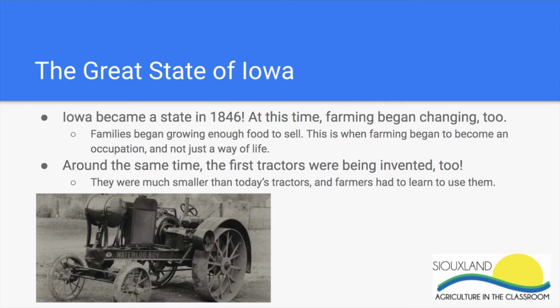If you had more food than your family needed, you could sell it. And so farming became more of an occupation or a career and not something you had to do. You could also make the choice not to farm because now other people grew enough food that it was easier to buy it.